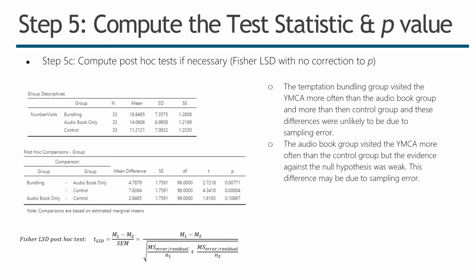Okay. So we have 3 groups we're comparing, and we have the means listed there in the first table. The bundling group had a mean number of visits of 18.85. The audiobook group had a mean number of visits of 14.06, and the control group had a mean number of visits of 11.21. Now the next table shows us all of the pairwise comparisons.